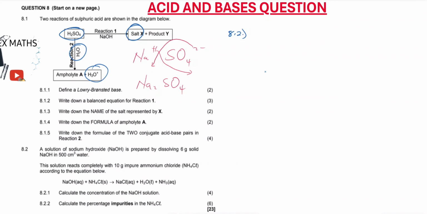8.2.1, calculate the concentration of sodium hydroxide solution. So on our question, the first part of the question here is going to answer 8.2.1 because we are given the mass of sodium hydroxide. So from the mass of sodium hydroxide, we can calculate the number of moles present in 6 grams of sodium hydroxide. So number of moles of sodium hydroxide will be equal to, we're going to use the formula mass over molar mass. Some call it Mr, which means relative molecular mass.